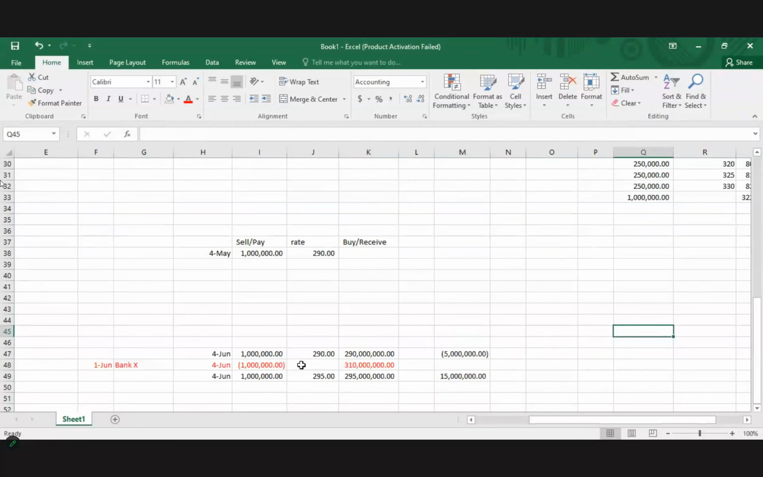Okay, so this is what pre-settlement risk is all about. So when you are dealing in forwards markets, now here it's a forwards market. Transaction happened on 4th May to settle on 4th June. It could have happened anytime between 4th May and 4th June. So that risk is called pre-settlement risk. Understood? Yes, sir.